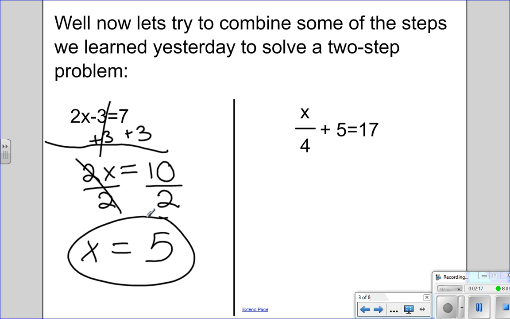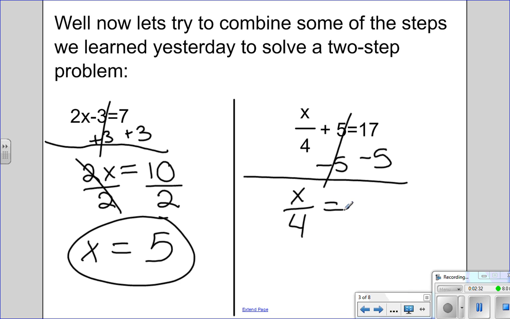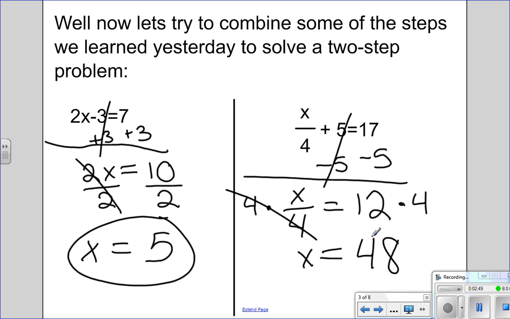Over here, I just do the same thing. I got to get rid of the term without the variable first. So I have plus 5. To get rid of it, I'm going to subtract 5 from both sides. I'm left with x divided by 4 equals 17 minus 5, which is 12. Then I'm dividing by 4 here, so to get rid of it, I have to multiply both sides by 4. Those cancel, and I'm left with x equals 12 times 4, or 48.